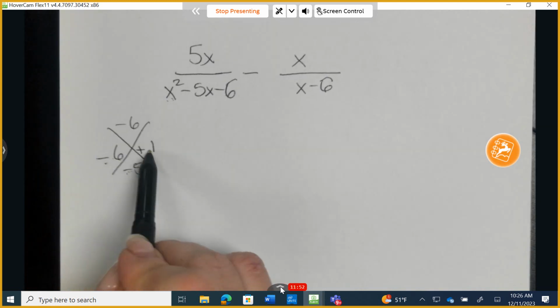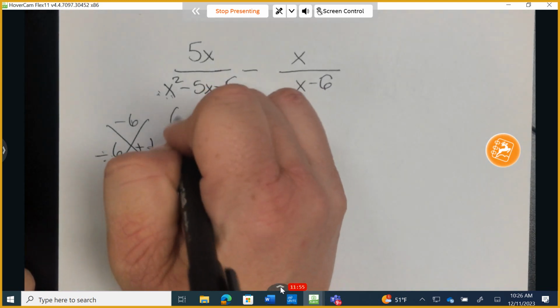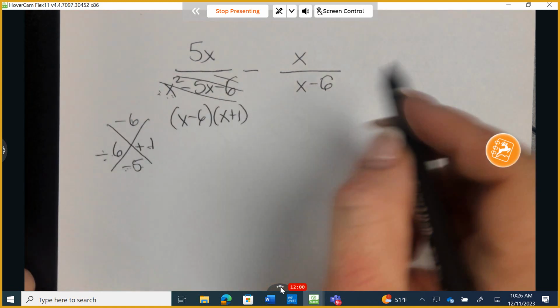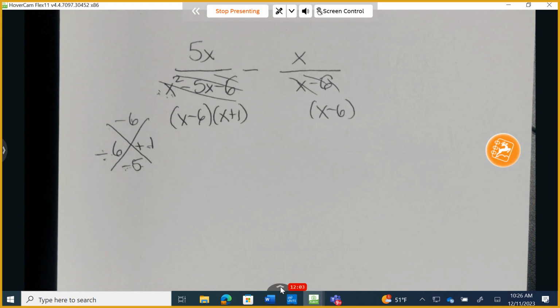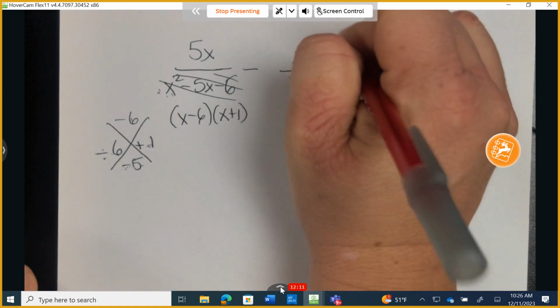Negative 6, positive 1. Multiply and combine. So it's easy because our leading coefficient is a 1. X minus 6, x plus 1. Okay, got that. Hey, I already have an x minus 6 here. Wonderful. What do I need to attach to the right-hand side so the denominators will be the same? X plus 1 on the bottom, x plus 1 on top.